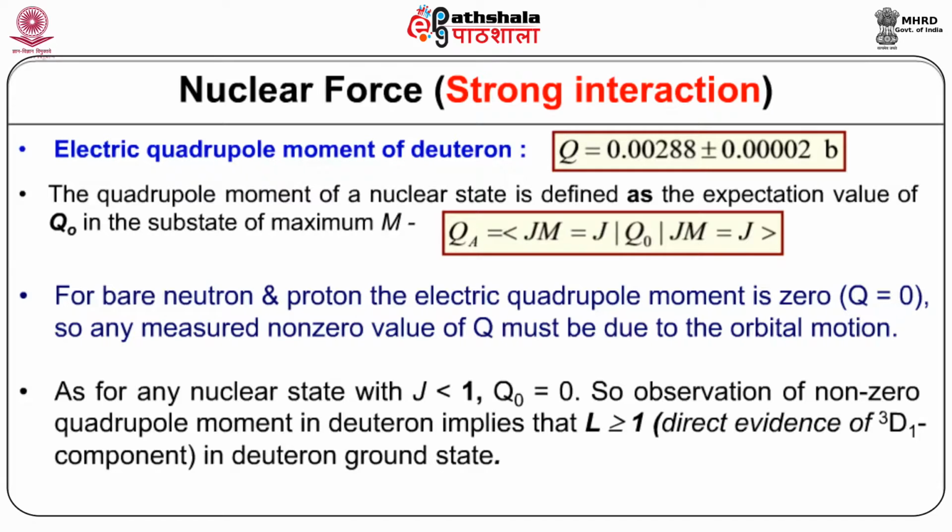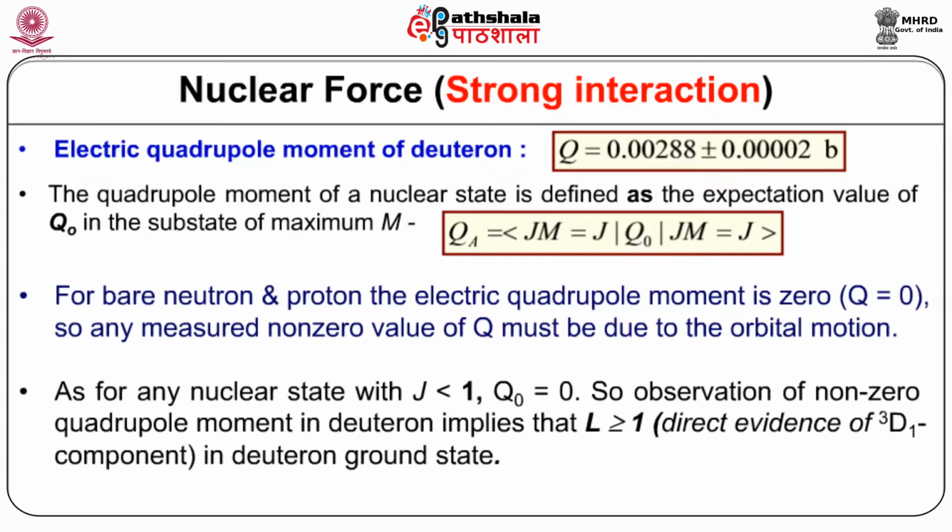Now, as we define the magnetic dipole moment, in a similar way we define the electric quadrupole moment of a nucleus. The quadrupole moment of a nuclear state is defined as the expectation value of Q_0 in the substate of maximum M. That is, Q is equal to the expectation value of Q_0 in the state J under the condition when M is equal to J. For bare neutron and proton, the electric quadrupole moment is 0. So, any measured non-zero value of Q must be due to the orbital motion.